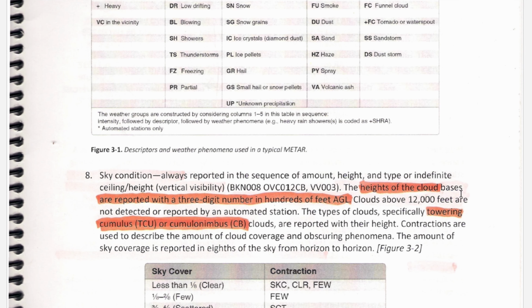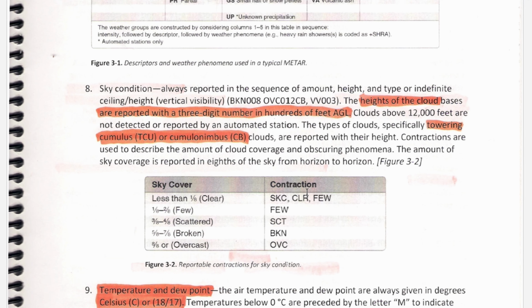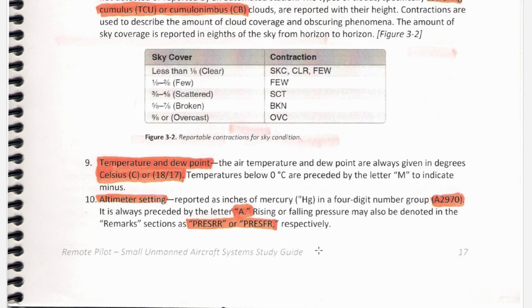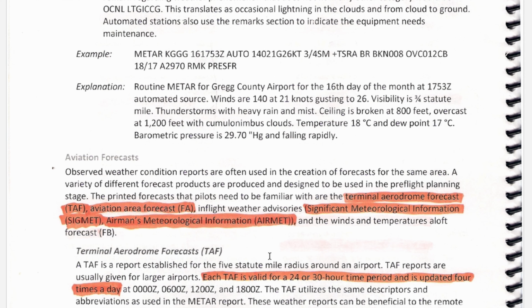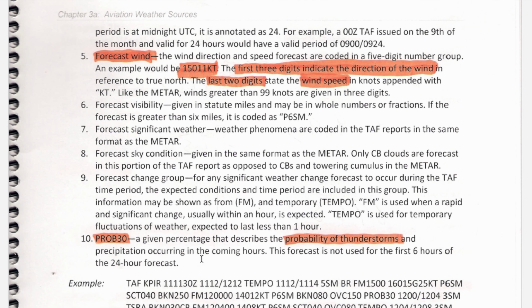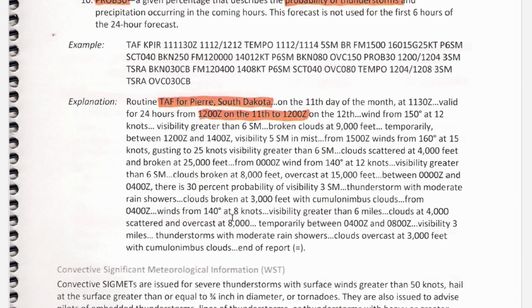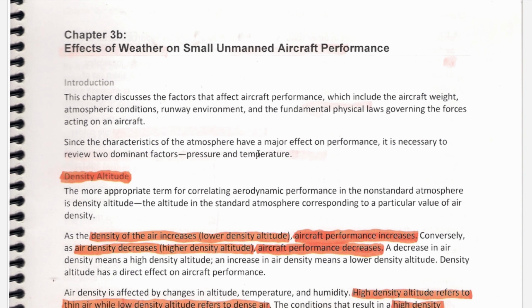The heights of cloud bases are reported as a 3-digit number in hundreds of feet. Temperature and dew point. There was a question about what's going to happen when the temperature gets the same as the dew point. There are your altimeter settings, whether the pressure, whether the mercury is rising or lowering. So read through that. I wouldn't spend a whole lot of time on it. Like I said, there will be 2 questions, but I found them relatively easy.